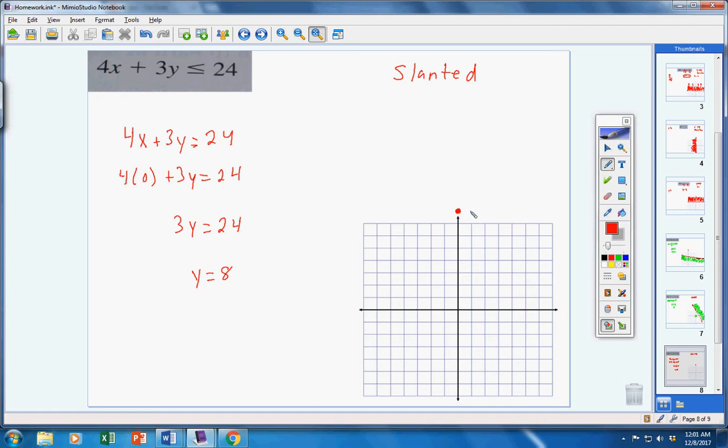Okay? Now let's substitute 0 in for y and find the x-intercept. Okay? So here we go. 3 times 0 is 0. 4x plus 0 is 4x. Divide both sides by 4, and x equals 6. So right here, okay? We have an equal sign here, so it will be a solid line.